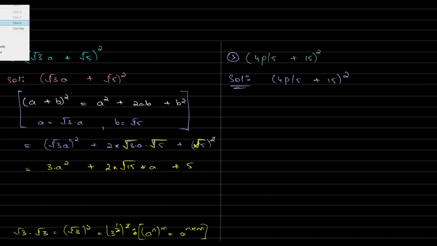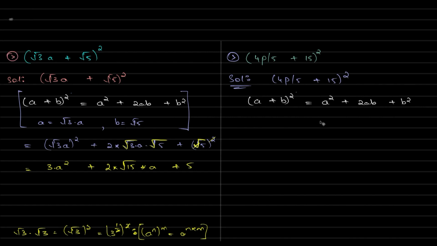Write the formula and again mentally find out what is A and B. A is 4p by 5 and B is 15. Okay, so we are going to substitute. A square is 4p by 5 the whole square plus 2 into 4p by 5 into 15 plus 15 square.